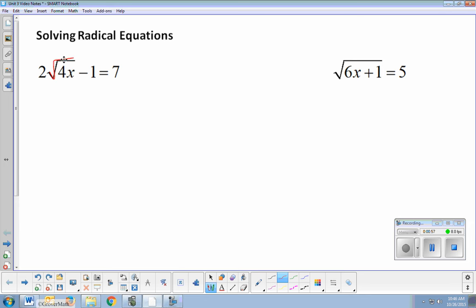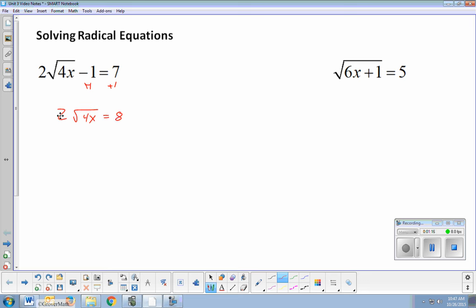The square root of 4x here, I need to deal with that last. We always got to deal with the things around it first. So the first thing I can do is this minus 1. I can get that to the other side. I'm going to add 1 to both sides. So 2 times the square root of 4x equals 8.